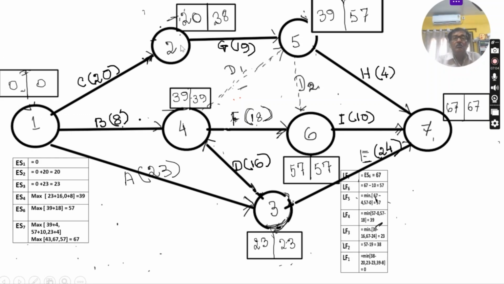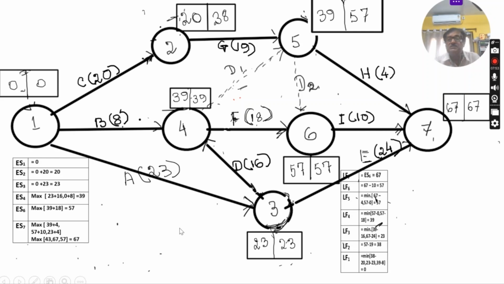Now, what will be the earliest start time for activity 1, 2? Earliest start time is 0. Only one task reaches this node. The time required to complete that task is 20. That's why the earliest start time for this node, that means ES2, will be 20. And it is shown that ES2 is equal to 0 plus 20. 0 is the earliest start time, plus 20 is the time duration for this activity, equal to 20, as only one task is attached to this node.